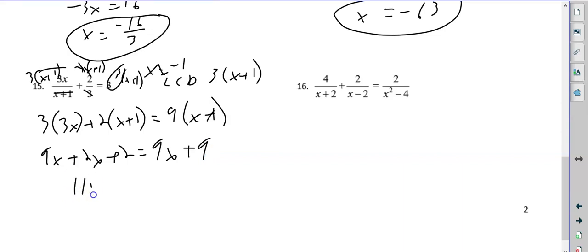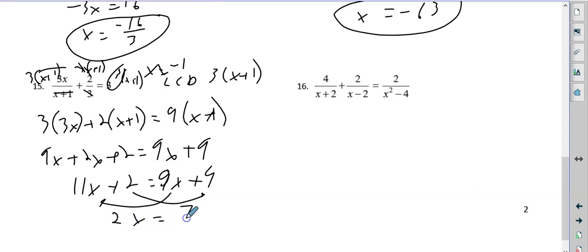That gives me 11x plus 2 equals 9x plus 9. I'm going to subtract 9x. I'm going to subtract 2. That's going to give me 2x equals 7. X equals 7 over 2. Fractions are okay. I did not get negative 1, so I have no extraneous answer.